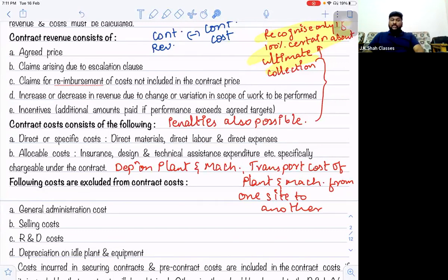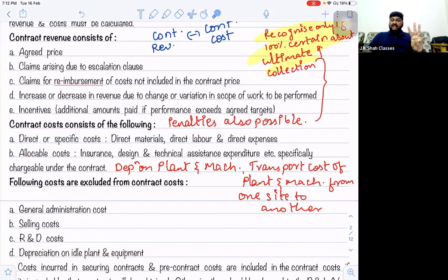But your contract cost will exclude the following 4 points. Administration cost, your general office administration cost, unless it is part of the contract, it will not be included. If it is a part of the contract, then definitely it can be included, but otherwise it has to be excluded. Second, selling and distribution cost, meaning advertising and all. If you're doing selling and distribution, it will not be added up to the cost of contract.